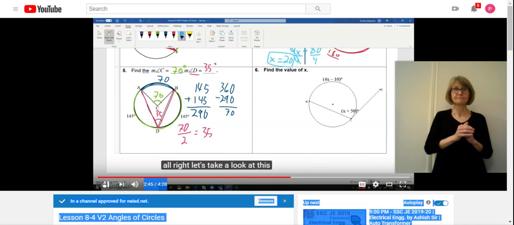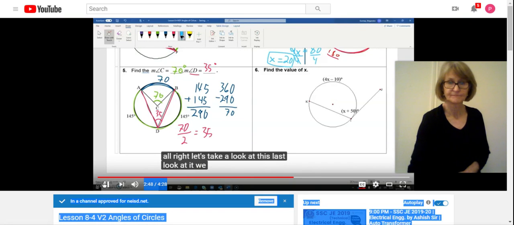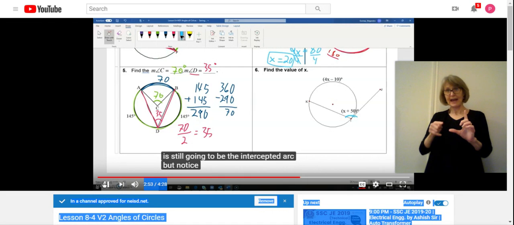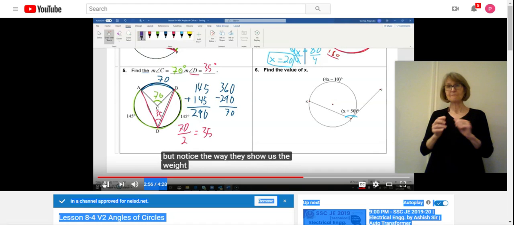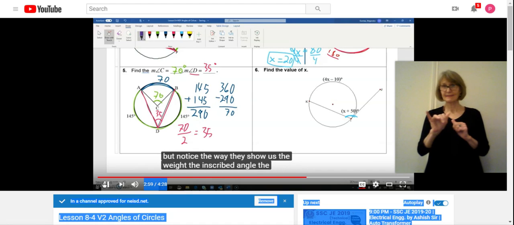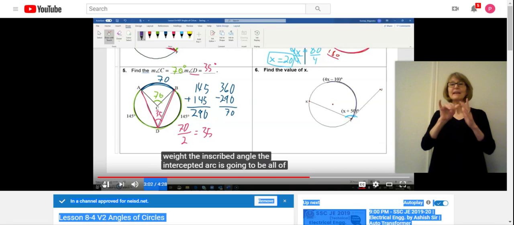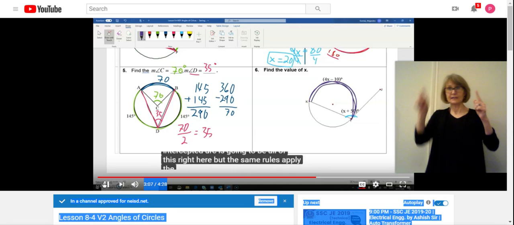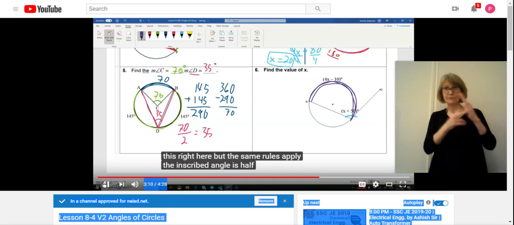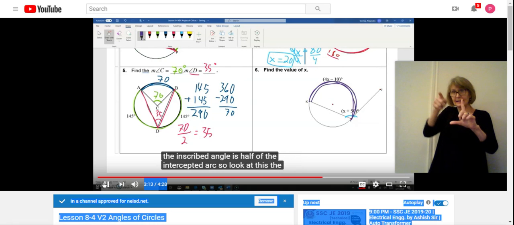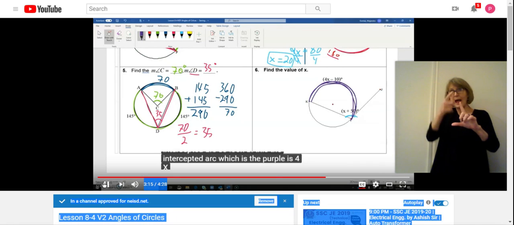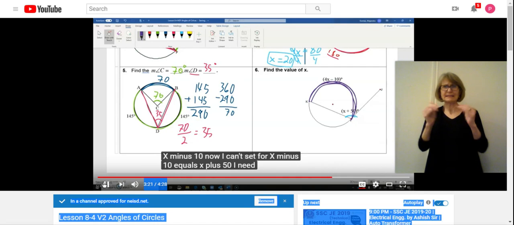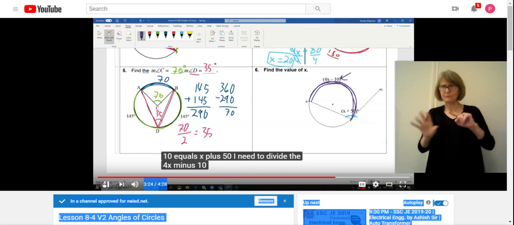All right, let's take a look at this last one. So look at this. We have this angle. This is still going to be the intercepted arc. But notice the way they show us the inscribed angle. The intercepted arc is going to be all of this right here. But the same rules apply. The inscribed angle is half of the intercepted arc. So look at this. The intercepted arc, which is the purple, is 4x minus 10. Now I can't set 4x minus 10 equals x plus 50. I need to divide the 4x minus 10 by 2, right?